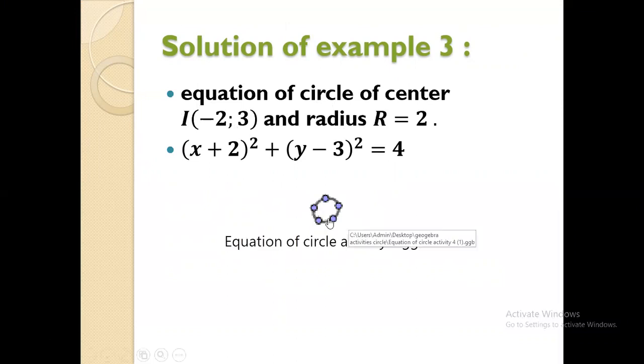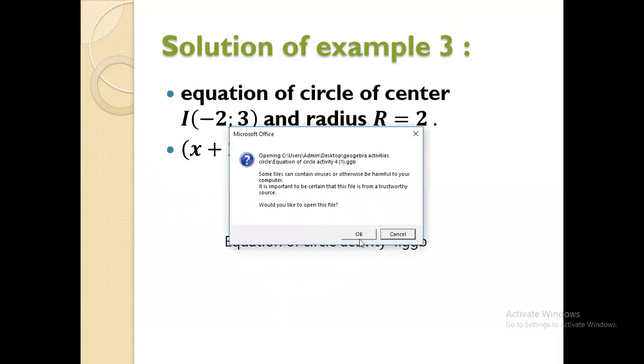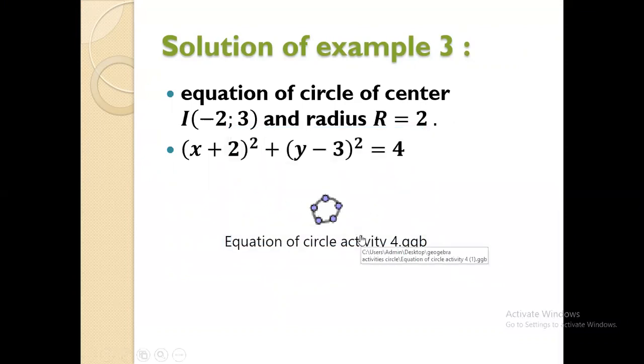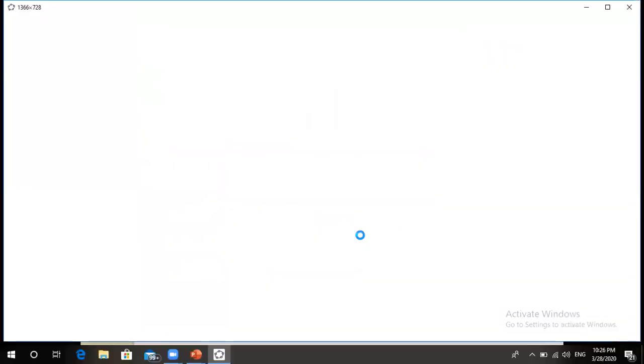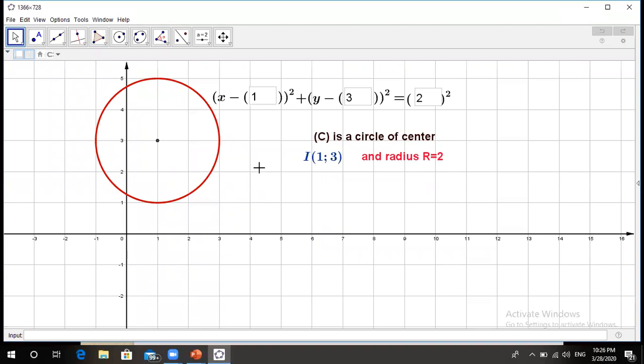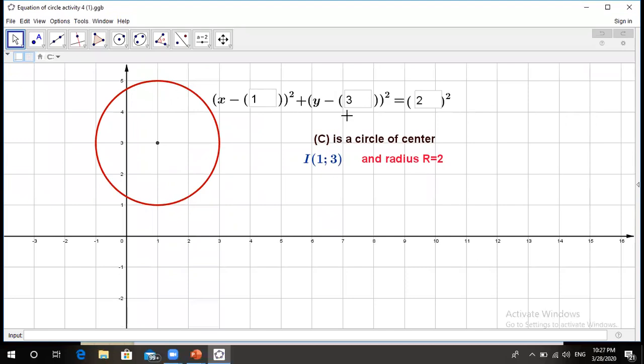Let's check this GeoGebra activity again. As you can see in the figure, we have drawn a circle with center (1, 3) and radius 2. Consequently, the equation is (x minus 1) squared plus (y minus 3) squared equals 2 squared, which is 4.